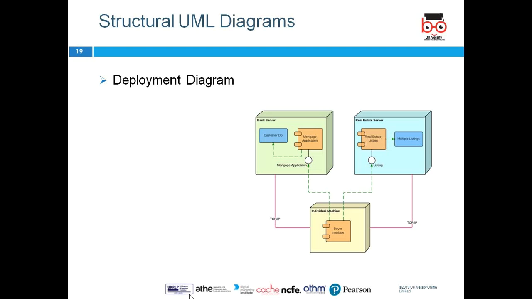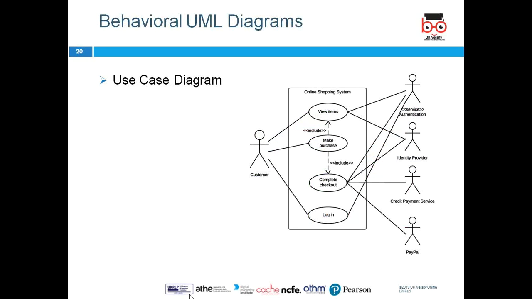So that's basically the deployment one. Use case diagram, like I explained. We're now on the behavioral diagrams. Any verbs would become the use cases, and those would be done by the actors. So here the customer is the actor. The ovals are the use cases. And you can see that these are a number of actions like view items, make purchase, complete checkout, login. These are the verbs, right?